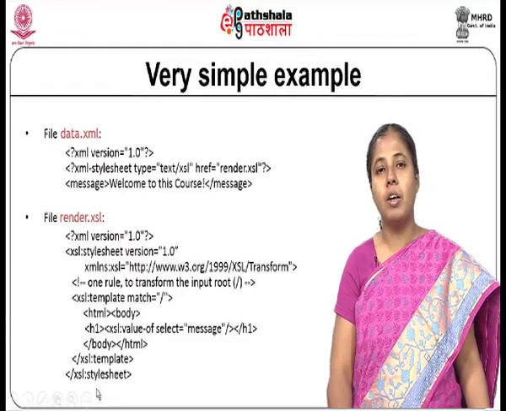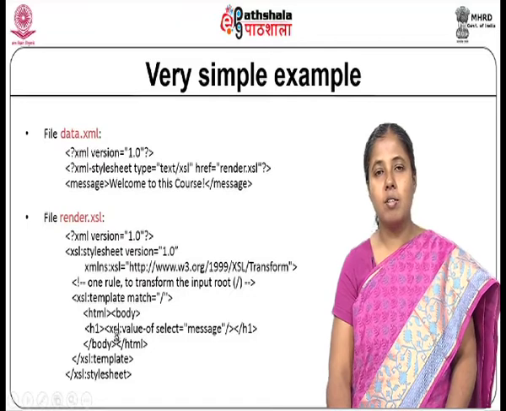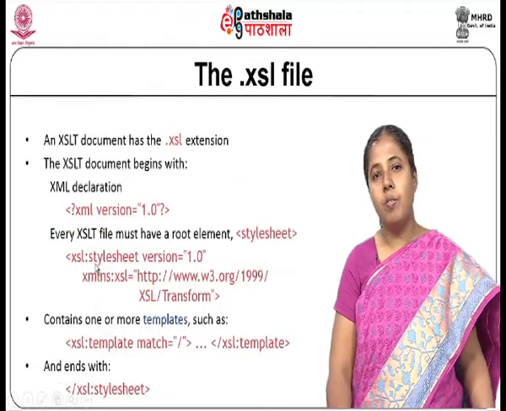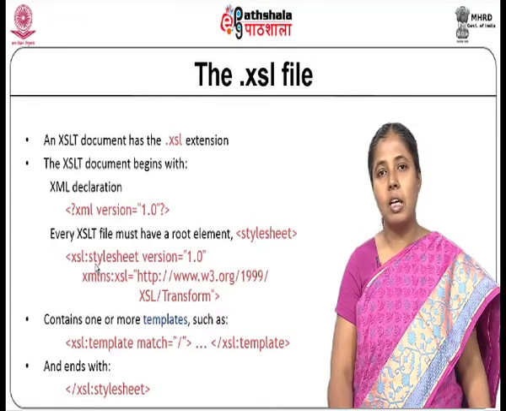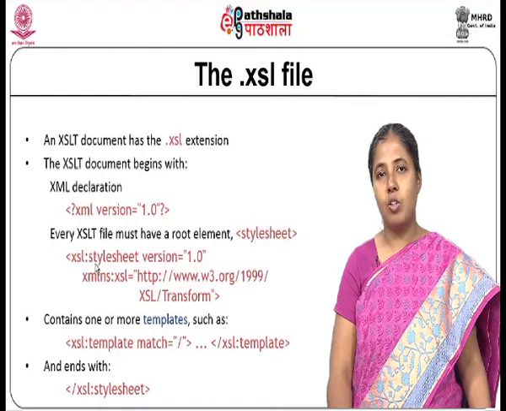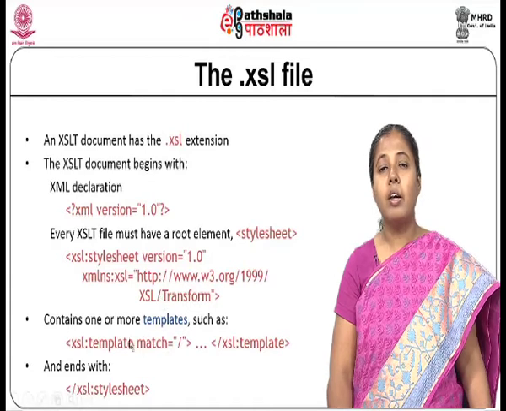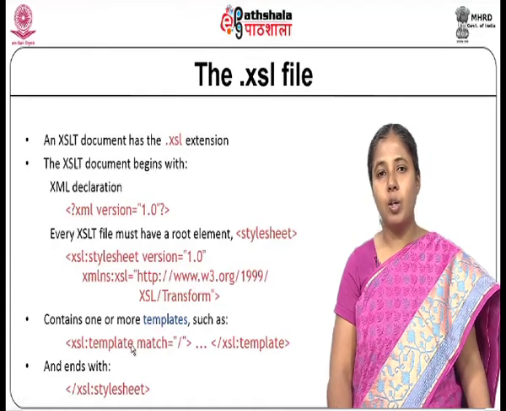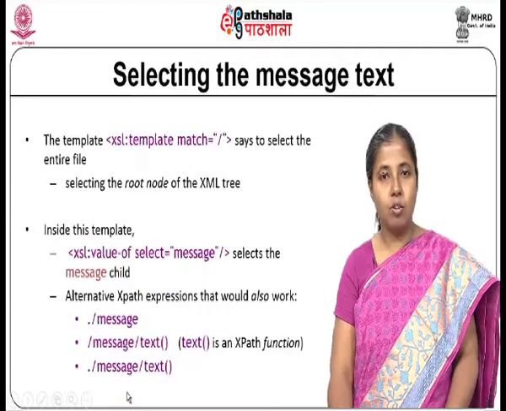You close the template and you close the style sheet. So, there is only one template defined within this XSL file. Now, what we have understood is that an XSL document, an XSLT document, has an extension like .xsl and it begins with the XML version. It has to include the namespace. So, you are putting within the stylesheet element the namespace that is defined in w3.org, and any XSLT document may contain one or more template rules. So, you use an element called template, use the attribute called match, and it ends with the stylesheet.